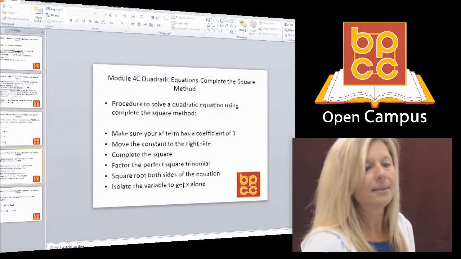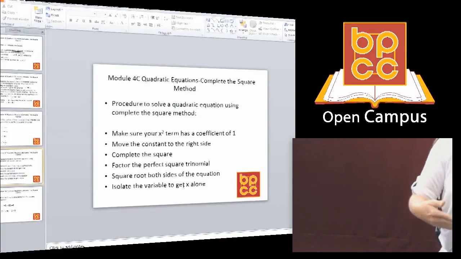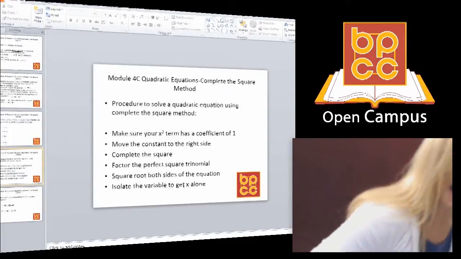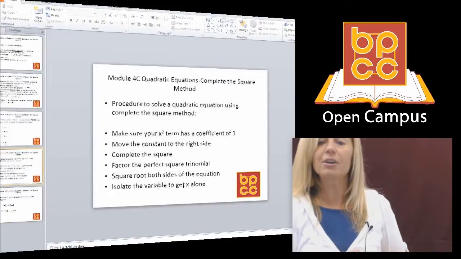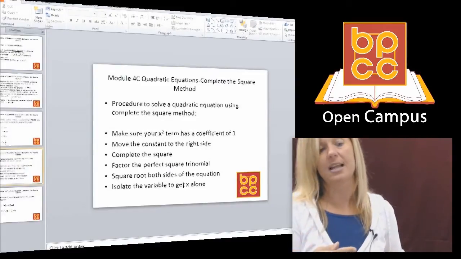All right. Now, I'm going to be honest with you guys. This is not my favorite way to solve a quadratic. Because if you look at the procedure up here, there are 6 steps you have to go through. Factoring and square rooting only had 4 steps, which is not that bad to memorize. But to solve a quadratic equation by completing the square, you got to go through these 6 steps.